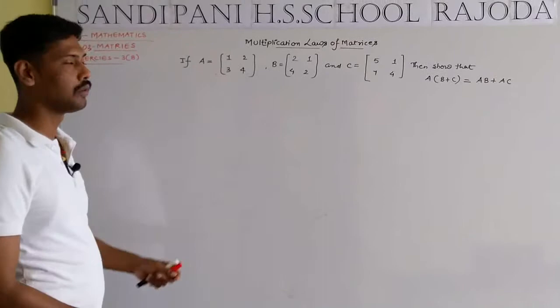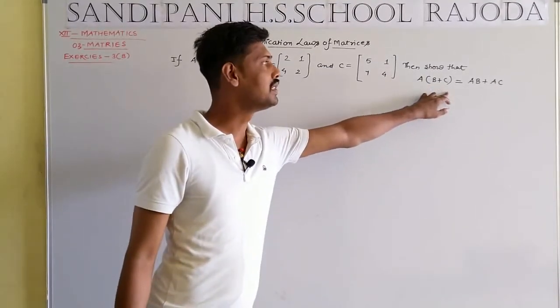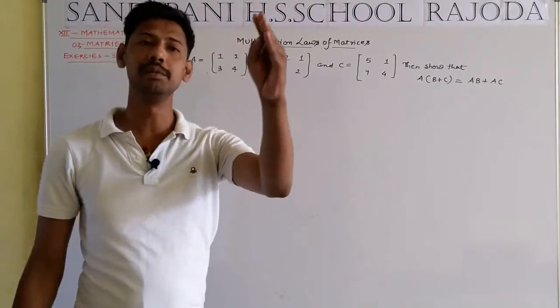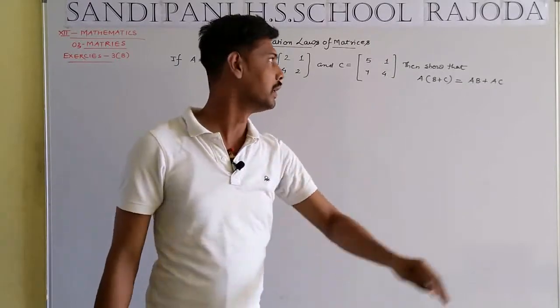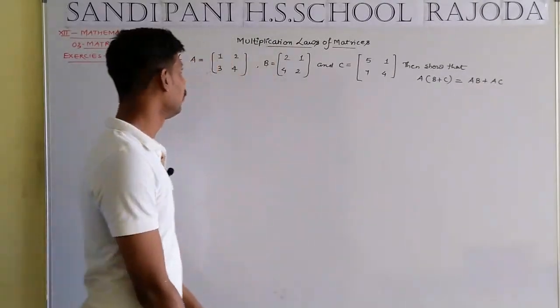Student, second question. What is the demand of the question? Show that A(B plus C) equals AB plus AC. What is the meaning of AB? That means A dot B, plus AC, that means A dot C. Now we read the question.